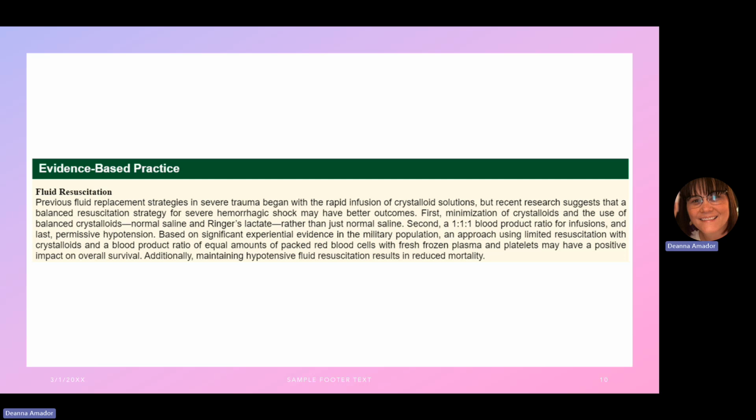And that's what they will be doing instead of just giving tons of crystalloid or normal saline. They also will be allowing for permissive hypotension, and they have shown that this has actually shown to reduce mortality.